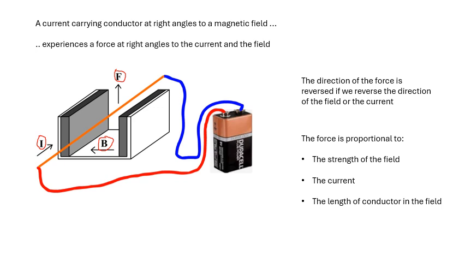Yes, the direction of the force is reversed if we reverse the direction of the field or the current. And we find that the force is proportional to the strength of the field and the current and the length of the conductor in the field. So on this diagram, the length of the conductor in the field is from there to there. Yes, so the force is proportional to B and to I and to L.